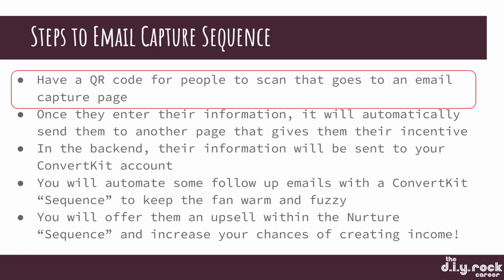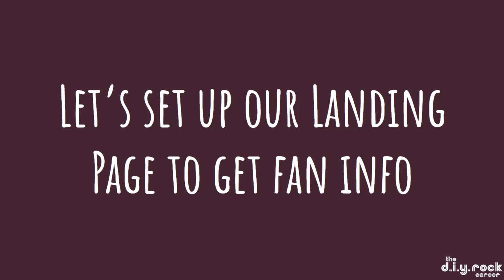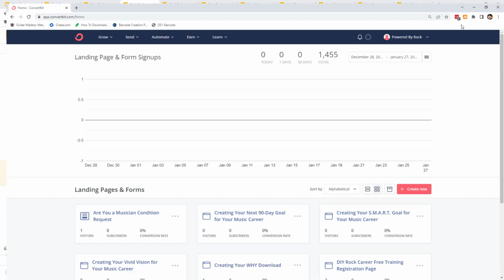So remember, there's steps to this capture sequence, and the first thing is basically have a QR code for people to scan that goes to an email capture page. So we're going to actually set both of those things up, a QR code and an email capture page, during this video. So let's set up our landing page to get fan info.